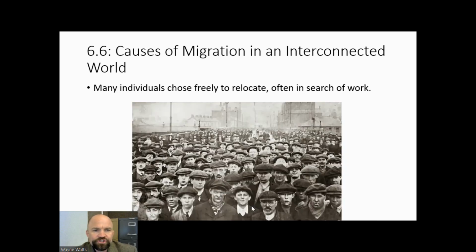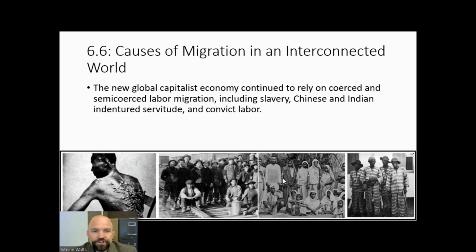Many individuals chose freely to relocate, often in search of work. The new global capitalist economy continued to rely on coerced labor and semi-coerced labor migration, including outright slavery, which continued all throughout the time period inside Africa, for example, Chinese and Indian indentured servitude or convict labor.